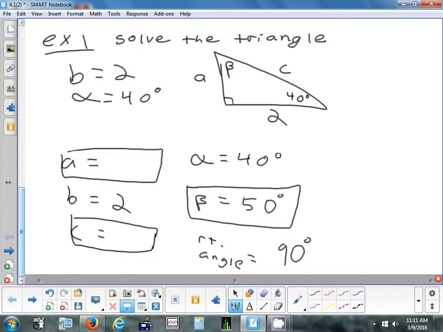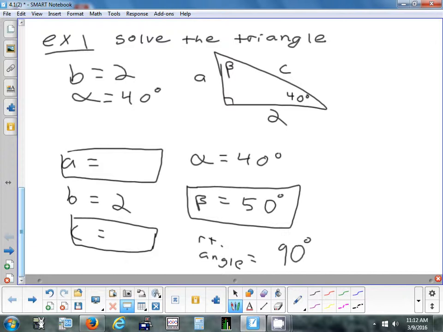Now I have beta, but I'm going to forget about it for the rest of this problem. Even though we have beta, why do you think it would be a bad idea to use beta to try to find A or C? You could, but that's not the angle I would choose to use. Yep, because if you use that one, they're both adjacent. So if you use beta, you still have an opposite and an adjacent. So the 2 would be opposite and the A would be adjacent.